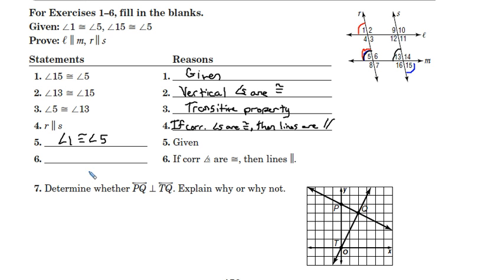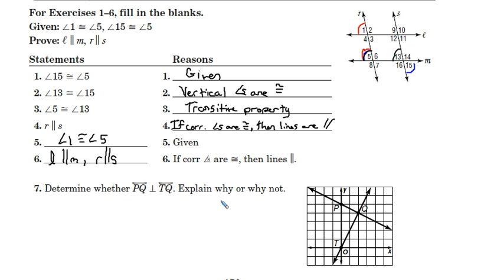Okay, so we want to say our last statement, which is prove line L is parallel to line M, and line R is parallel to line S. There we go. Alright, our last exercise is 7. It says determine whether line PQ is perpendicular to line TQ. Explain why or why not.